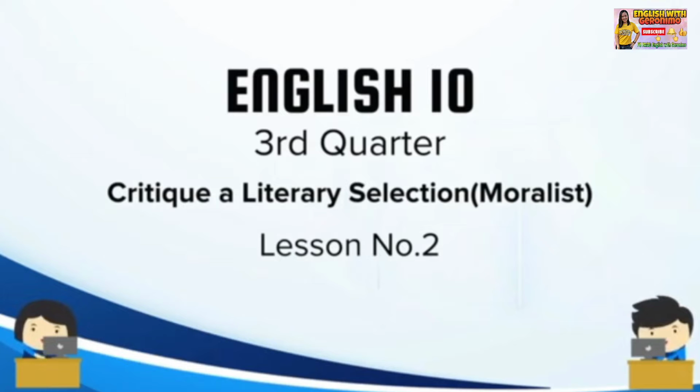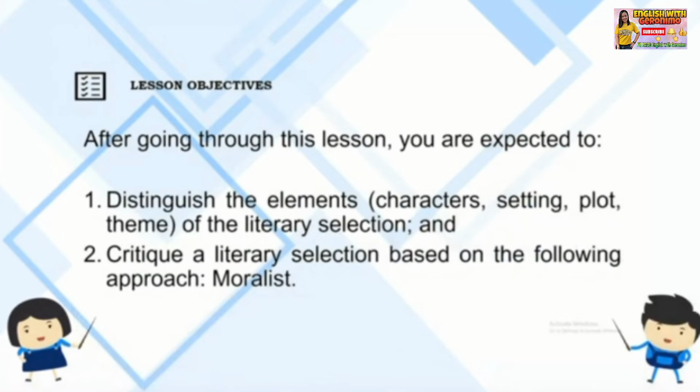We are in the third quarter of our set of lessons and I hope everybody will be delighted today in learning lesson number 2. Critiquing a literary selection based on the following approach. Moralist. After going through this lesson, you are expected to distinguish the elements such as characters, setting, plot, theme of the literary selection, and critique a literary selection based on the following approach. Moralist. To begin, let us do the following exercise.